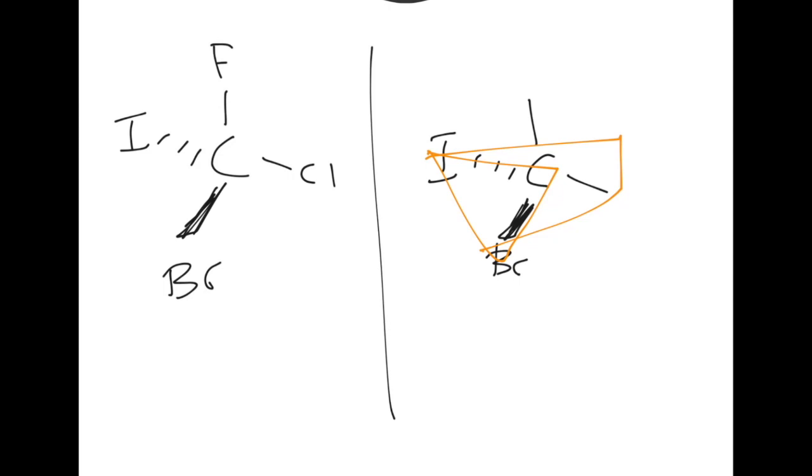Now I have to hit the share button. Right, so that's what you're doing when we're looking for a plane of symmetry: you're trying to find which bond or which two bonds you can split and have the other two sides be the same.